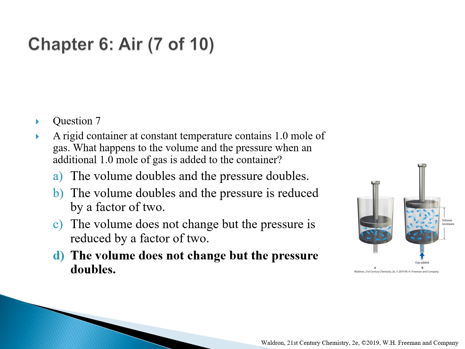The correct answer is D. The volume does not change, but the pressure doubles. There are 4 variables involved in gas laws. The N is the number of moles of gas. P is the pressure, V is the volume, and T is the temperature. When reading the question, you notice it mentions a rigid container. A rigid container means the volume cannot change.